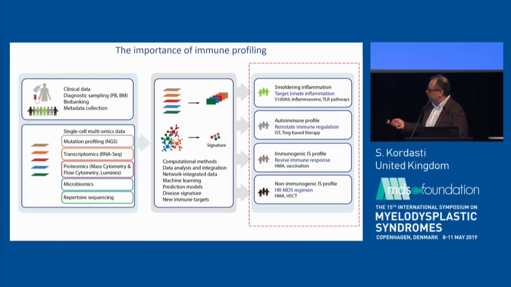Most likely we have a group that is dominated by smoldering inflammation, and in this one, it is likely that controlling inflammation will help. We may have an autoimmune subtype where you may do immunosuppression therapy or Treg-based therapy. Patients that have dominant immunosuppression, where you need to revive the immune system, and maybe vaccination helps, which you will hear about this afternoon from Arian. And those patients that have nothing to do with the immune system, and you need to find another way of treating them.